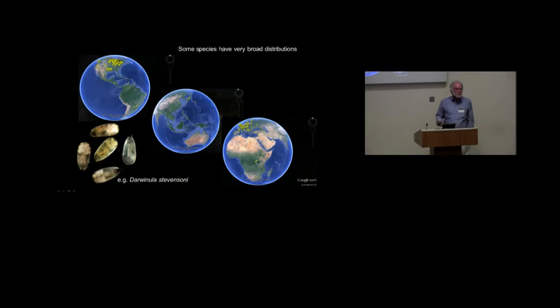And there are some species that are extremely widely distributed. Quite a few that have northern hemisphere-wide distributions. Here's one that even gets into the southern hemisphere. This is Darwinia stevensoni. Very common in North America and Europe, but also found in South America, Australia, Southern Africa, Japan. We have to be able to try and capture these sorts of distributions.